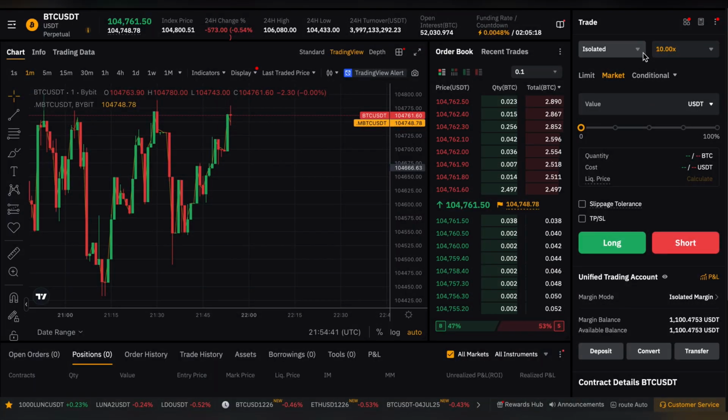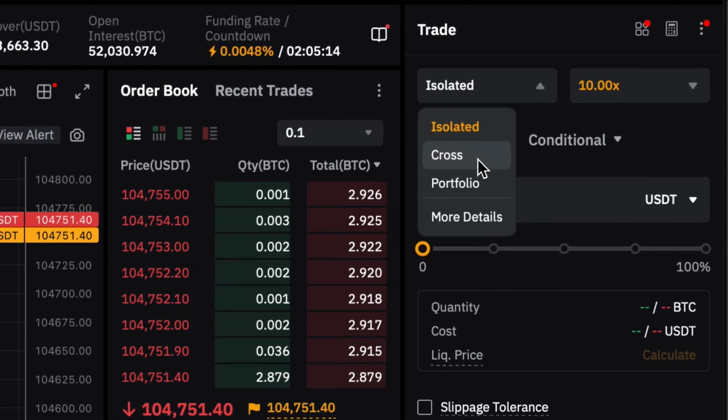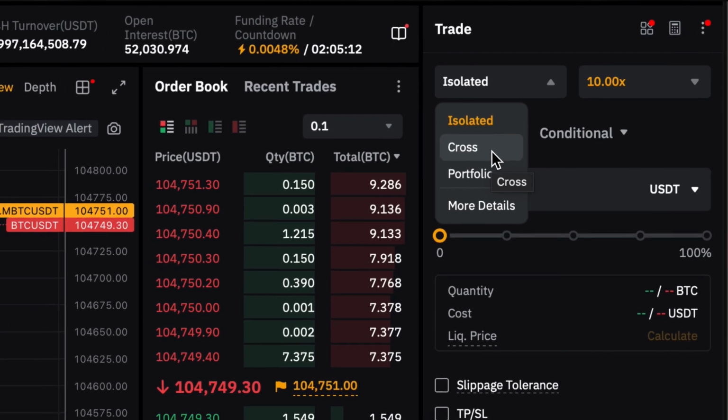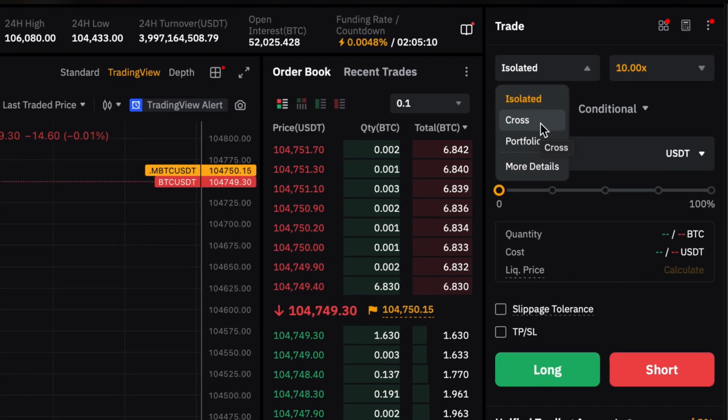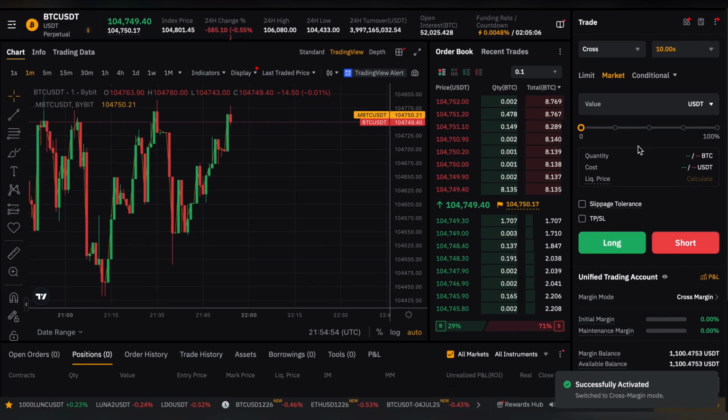Also, here is a quick tip that might actually save your entire account. Every time you open a trade, make sure you've selected the correct margin mode. Double check it, just in case. Sometimes traders accidentally use the wrong margin mode, and that can lead to some really painful consequences.